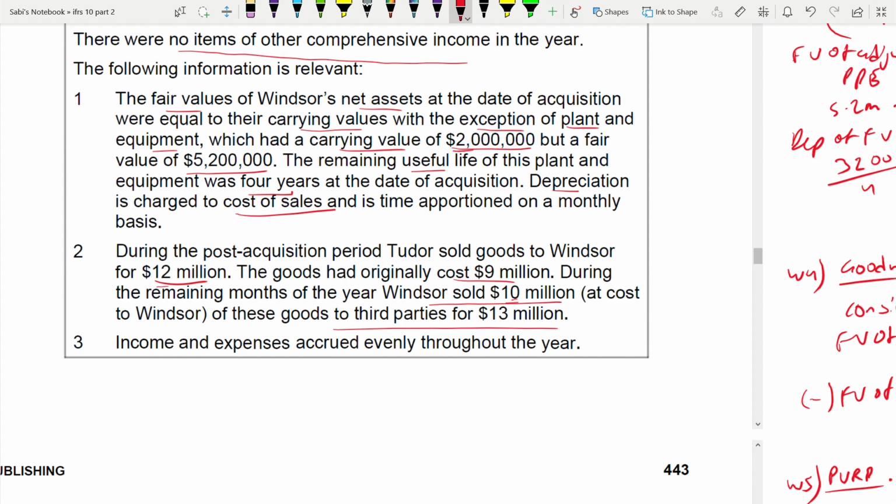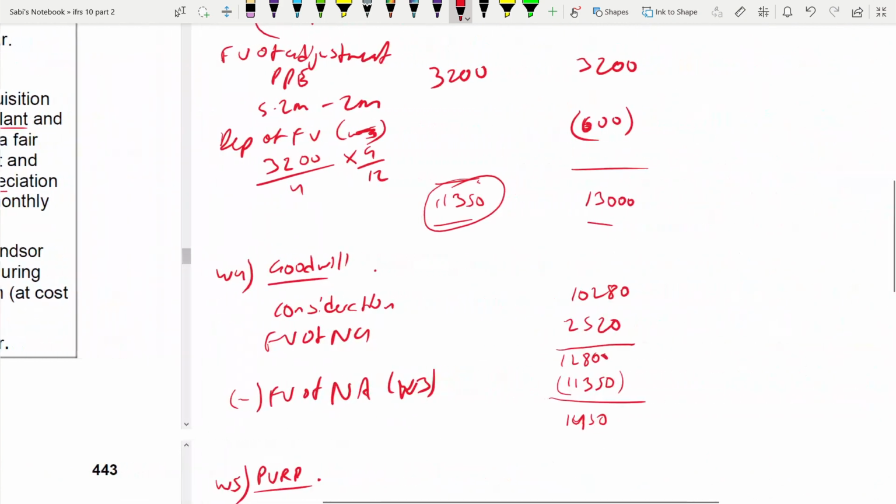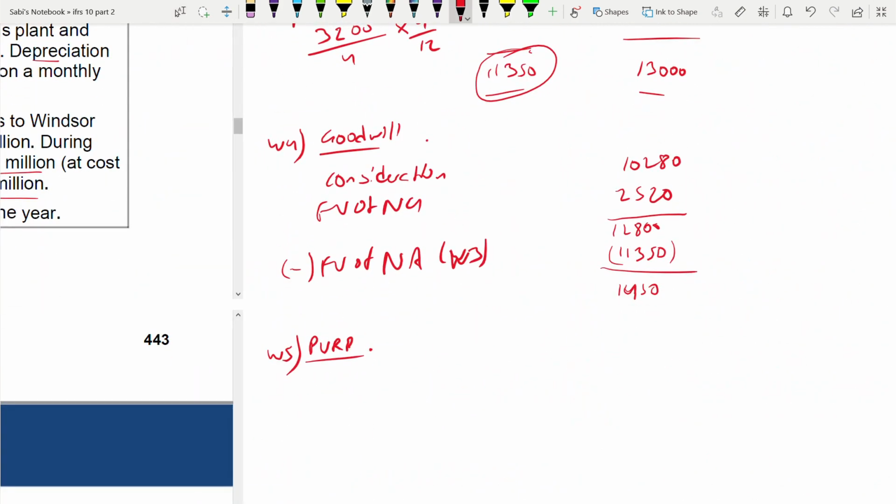So how much is there in the inventory? Vista is receiving 12 from Tudor. Then out of that 12, it is selling 10 to the outside party. So it's only remaining with the 2 million. Understand the whole picture. So 12 million minus 10 million, you are left with 2 million. Okay, this is an intra-group sale, which is in inventory.